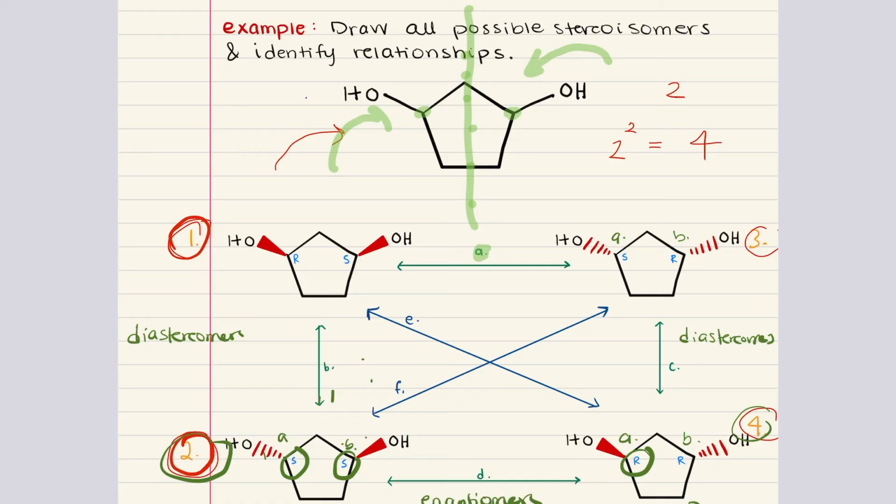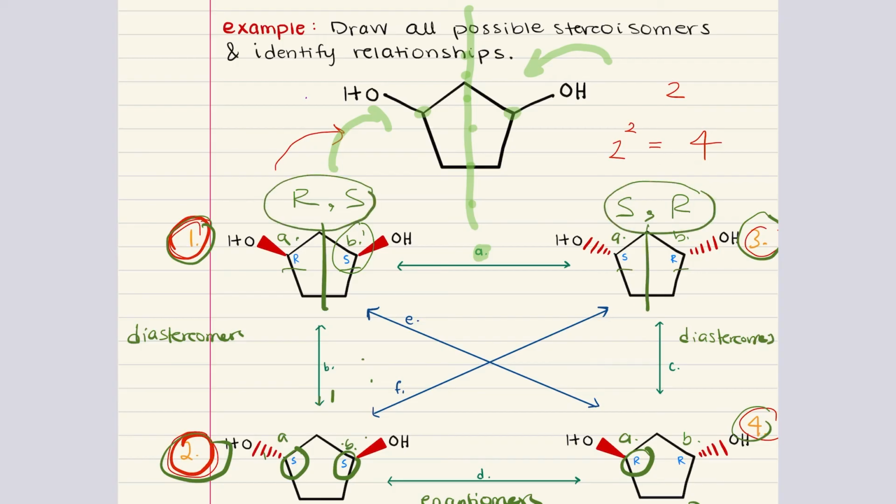Now we move on to comparing 1 and 3. At chiral center A, stereoisomer 1 has R and stereoisomer 3 has S. And then at chiral center B, stereoisomer 1 has S and stereoisomer 3 has R. Okay, this meets our criteria for meso compounds. First, there are 2 chiral centers. Second, there is reflectional symmetry. And third, one has RS and the other has SR. So they are not enantiomers, they are in fact meso compounds.